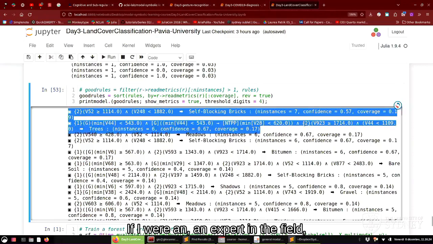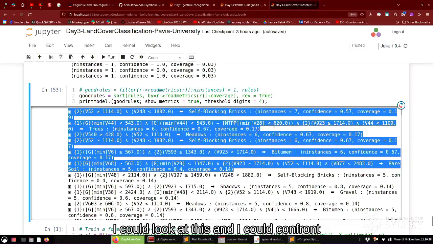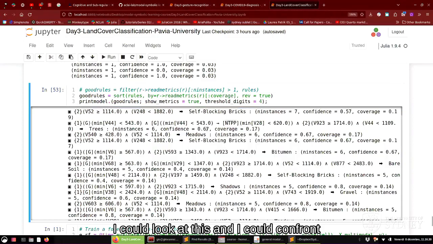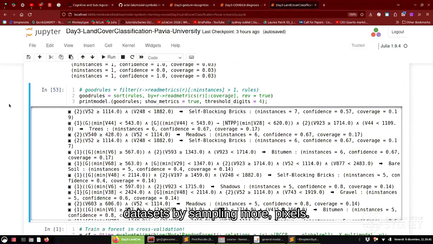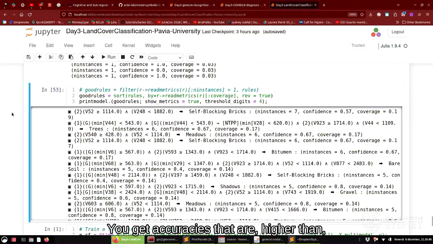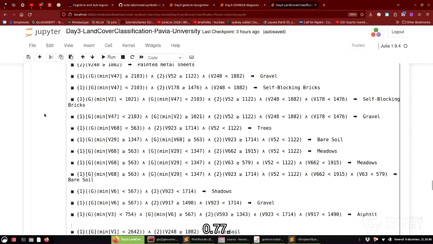But still, the same point applies. If I were an expert in the field, I could look at these and confront them with my knowledge. And this is another example where, if we do this systematically with larger data sets by sampling more pixels, you get accuracies that are higher than 0.77, what we just saw.